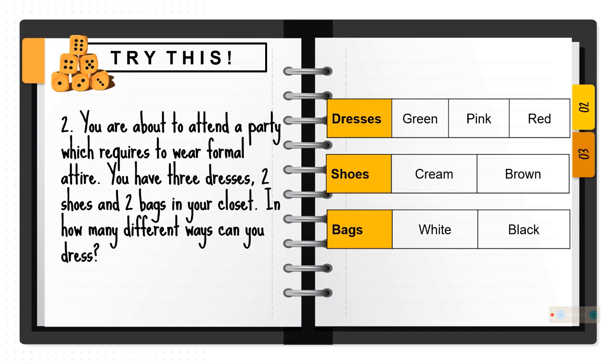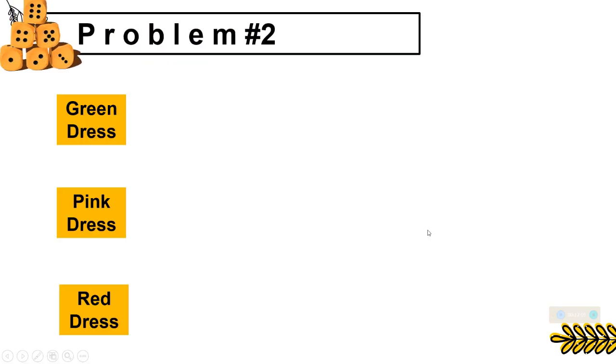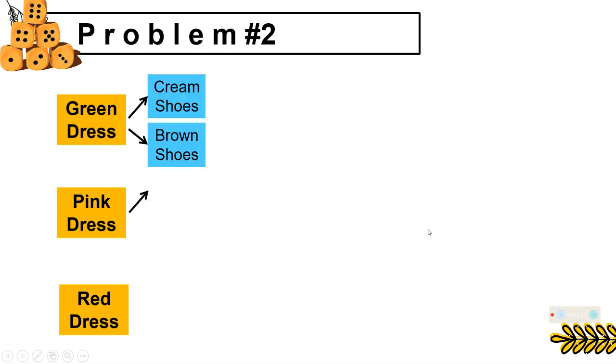You are about to attend a party which requires you to wear formal attire. You have 3 dresses, 2 shoes, and 2 bags in your closet. In how many different ways can you dress? So again, 3 dresses, 2 shoes, and 2 bags. So how are we going to find the number of combinations that you can have?